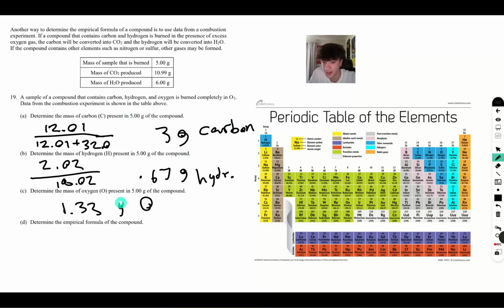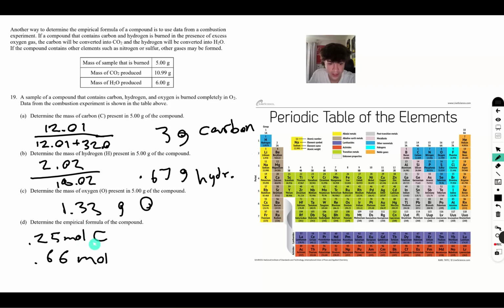The way you would do that is by finding their mass and dividing by their molar mass. 3 divided by 12.01 will give you roughly, let's do the calculation actually. 3 divided by 12.01, 0.25 moles carbon. Now let's do for hydrogen. 0.67 divided by 1.01. That gives you around 0.66 moles.